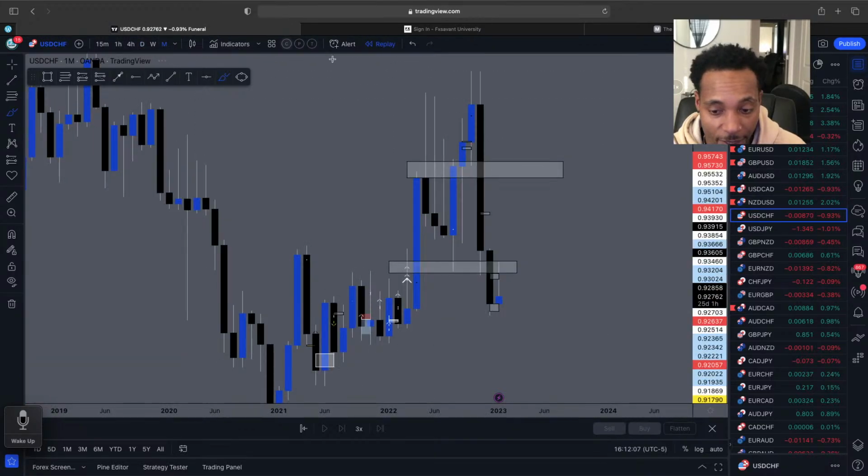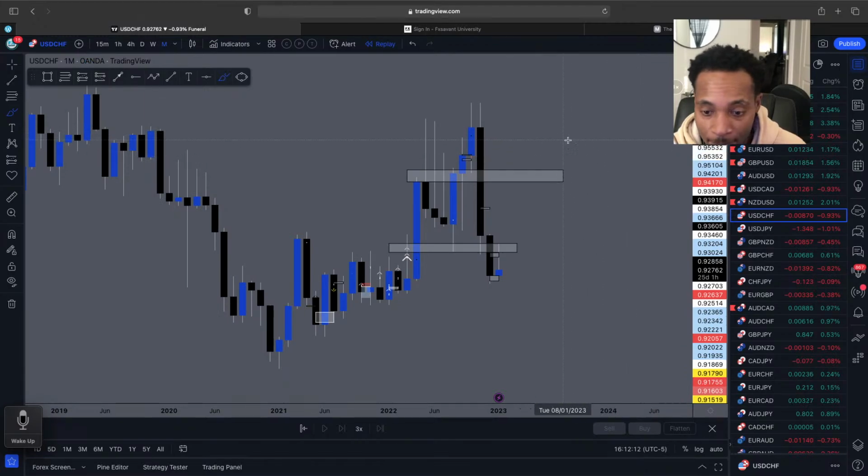USD CHF on the monthly time frame. On the monthly, broken close below some levels of support, came back for a retest, previously retested previous structure support, now turned resistance and starting to reject to the downside.